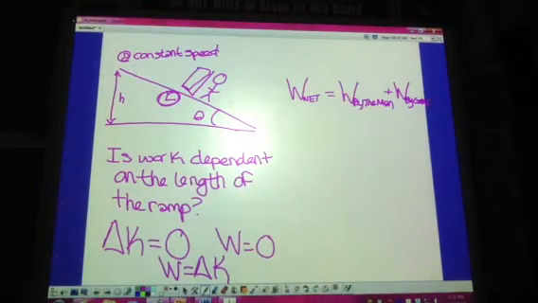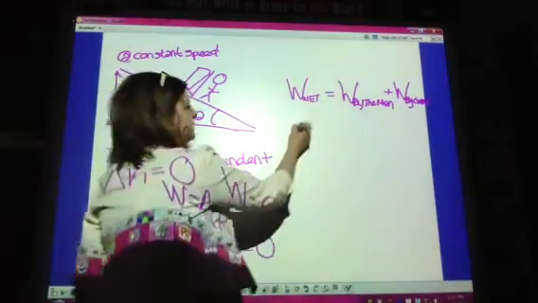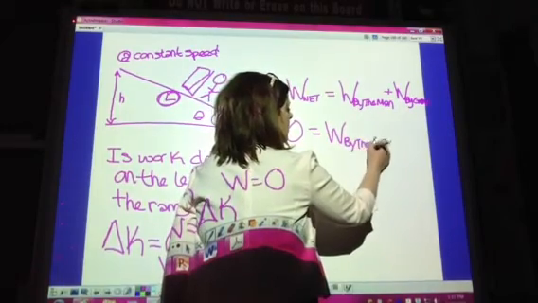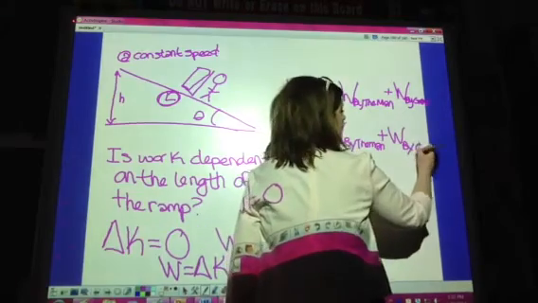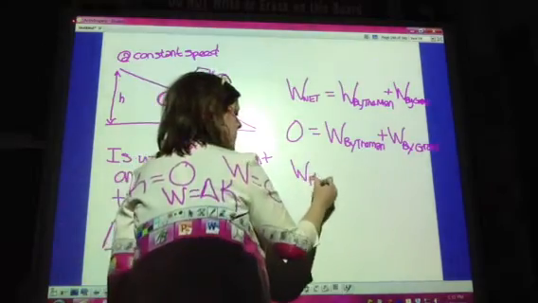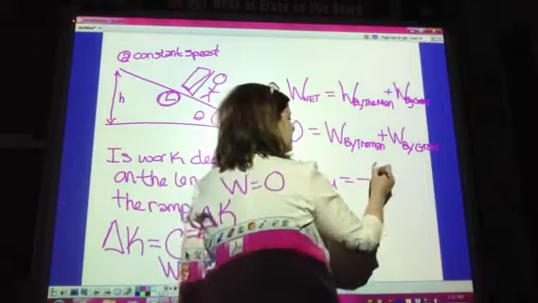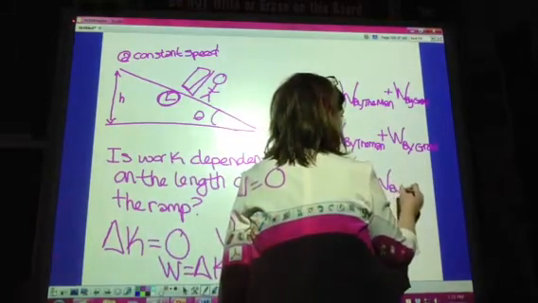Well, we just said that because the delta K is 0, then our net work has to be 0. So 0 equals work by the man plus work by gravity. So work by the man is equal to a negative work by gravity.